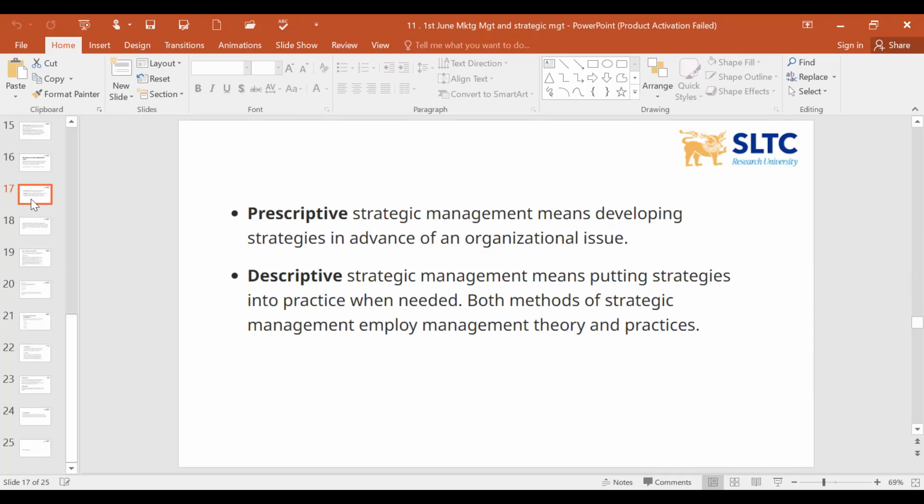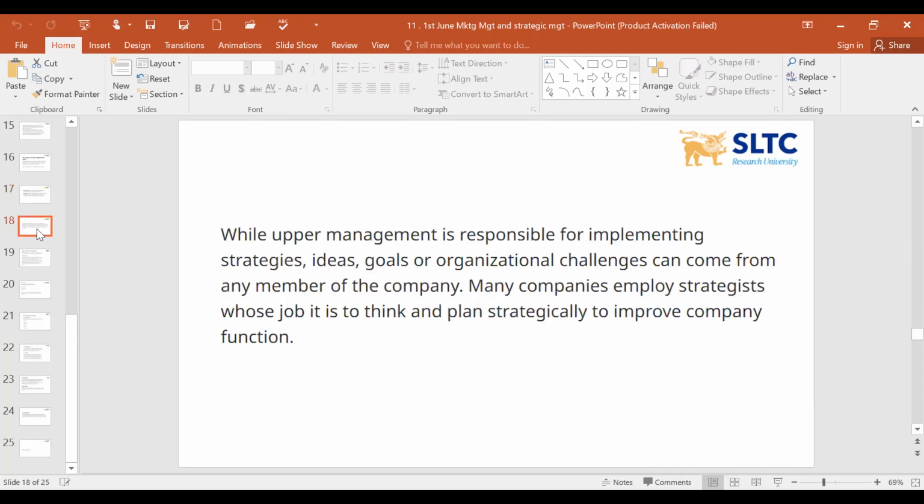Right. So likewise, both methods of strategic management employ management theory and practice. So these are very strategic decisions where strategic management comes into play. Right? While upper management is responsible for implementing strategies, ideas, goals, and organizational challenges can come from any member of the company. Many companies employ strategists whose job it is to think and plan strategically to improve the company's functions.